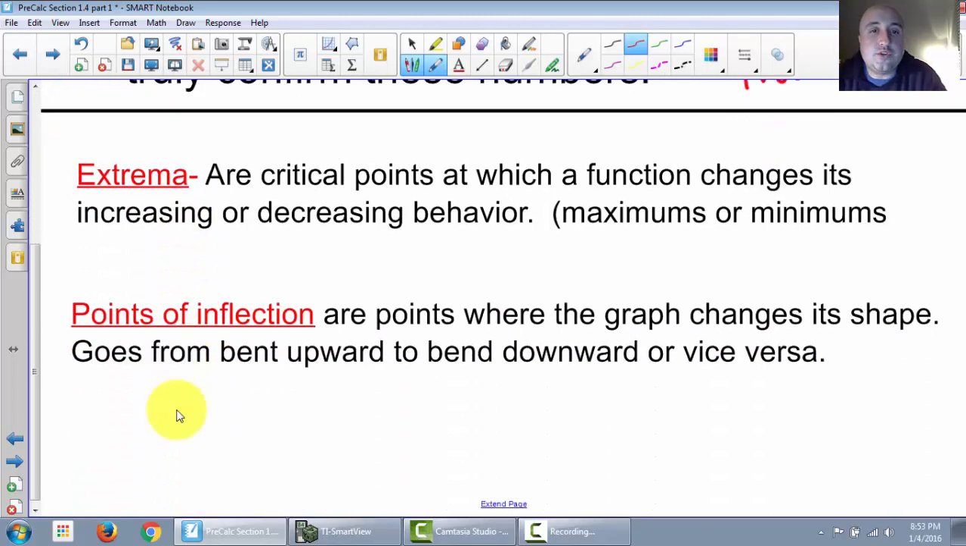Okay. So we also have some new words that we need to focus on. So we have this word extrema, and extrema are critical points at which a function changes its increasing or decreasing behavior. So what you need to remember for this section is extrema points are maximums or minimums. Okay, and we'll talk about that in a second. And then we have something called a point of inflection. Points of inflection are points where the graph changes its shape. It goes from bent upward to bent downward or vice versa. All right. So these are two very important things that we need to know.